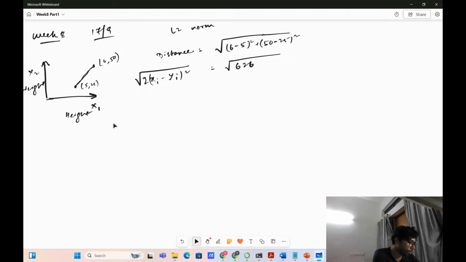Similarly, for L3 norm, you just take cube root, and inside instead of squares, you will have cubes. And similarly for other LP norms, you can calculate the distance.